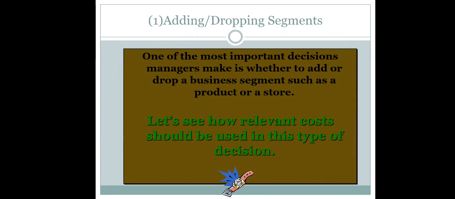Okay, the previous slides are the introduction for this topic. So now, see here. This is one type of decision making that you have to know. It is called adding or dropping segments. One of the most important decisions managers make is whether to add or drop a business segment, such as a product or a store. Let's see how relevant costs should be used in this type of decision.